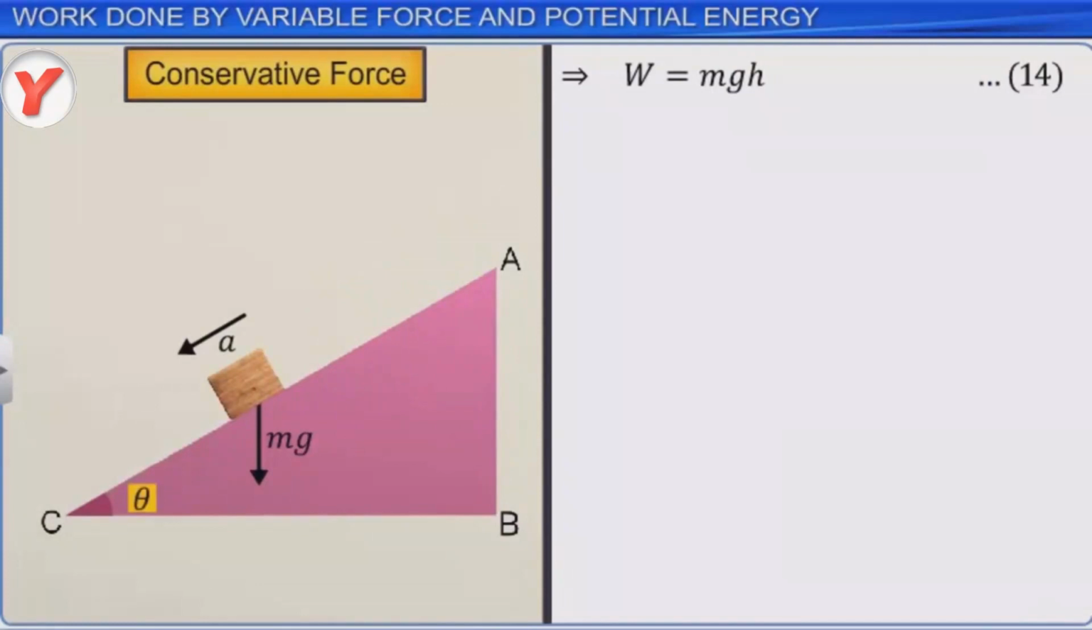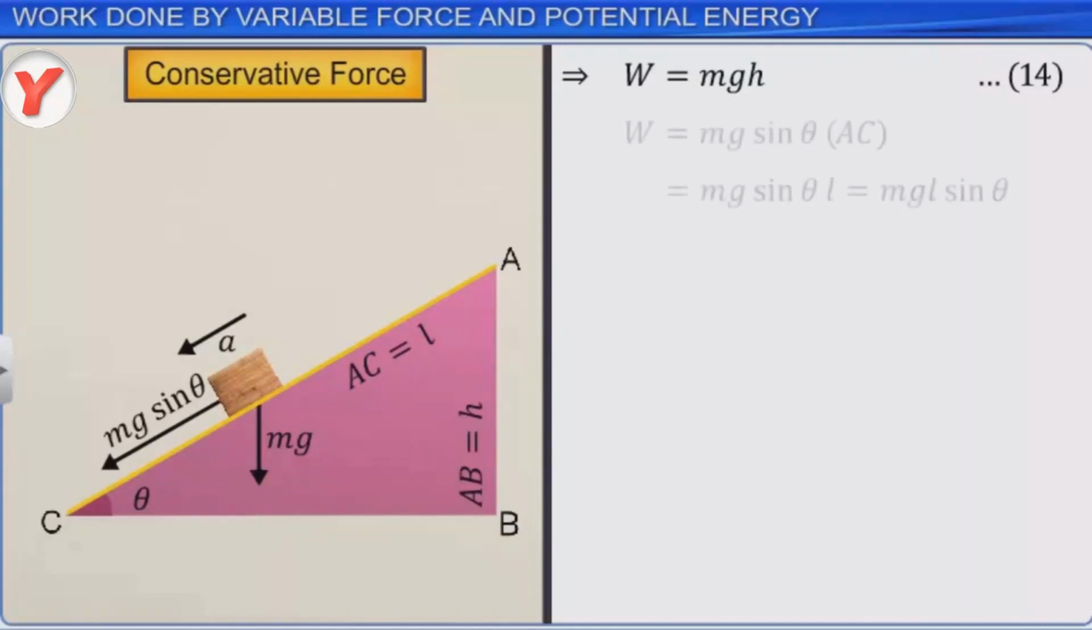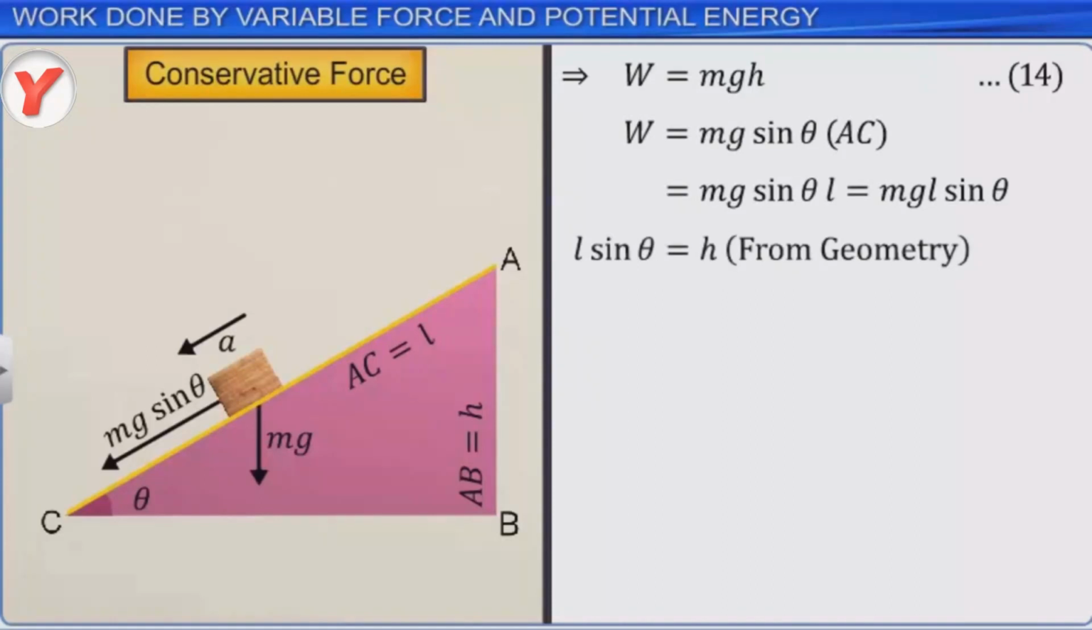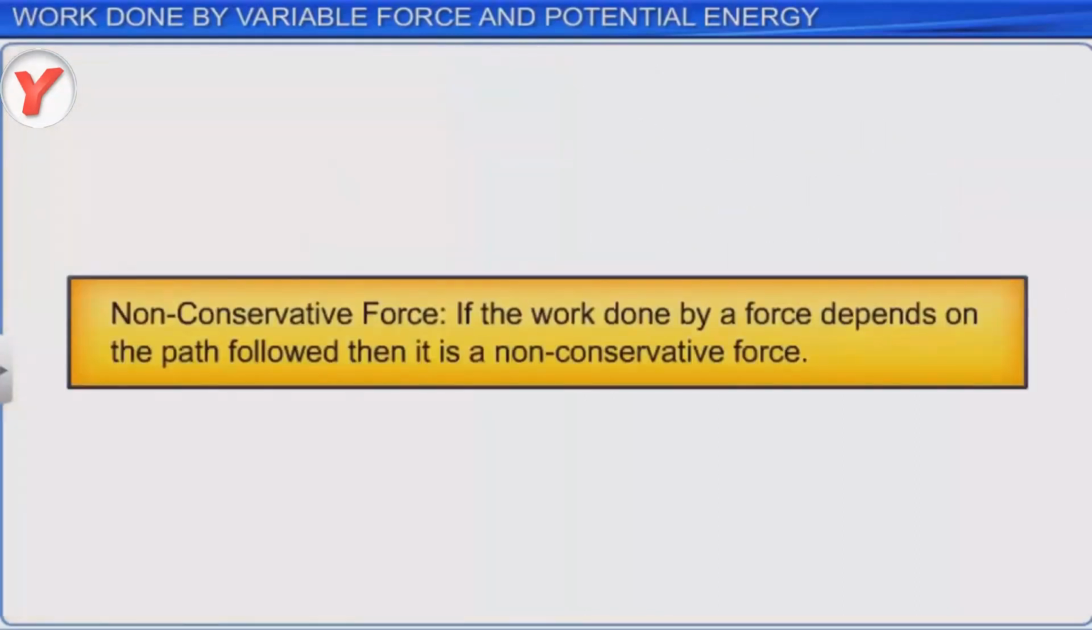When the same box slides down the smooth inclined plane at an inclination of theta with the horizontal, the force acting down along the incline is mg sine theta. The distance traveled by the box is L. And hence, the work done by gravity on it is denoted by the expression W is equal to mg sine theta into L. On simplifying, we get work done as mgh as shown in expression 15.